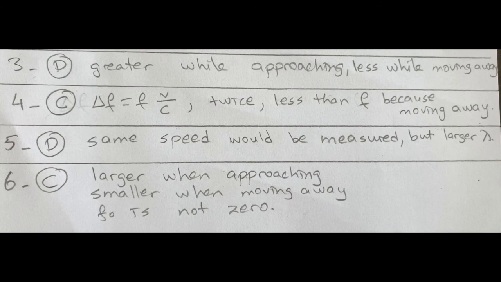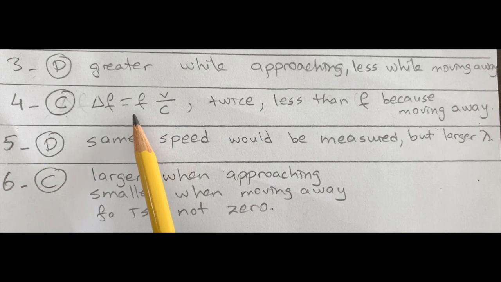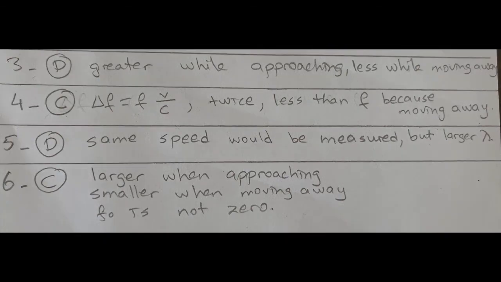In question 4, we have a radar gun case which works with an electromagnetic wave, and we know the Doppler effect takes place twice, and the observed frequency will be less than f because the source is moving away, and that is given in option C. Twice this ratio subtracted from the frequency, that is C.